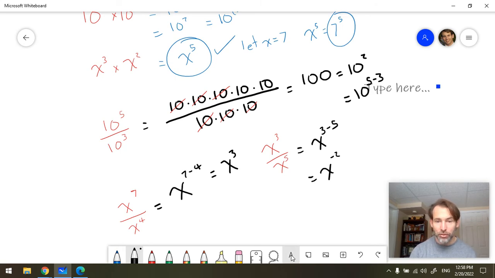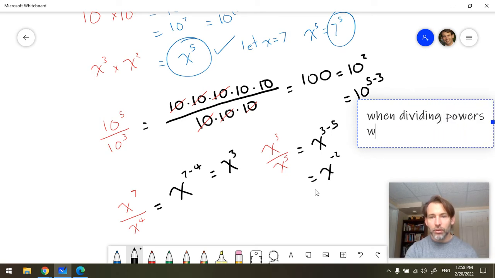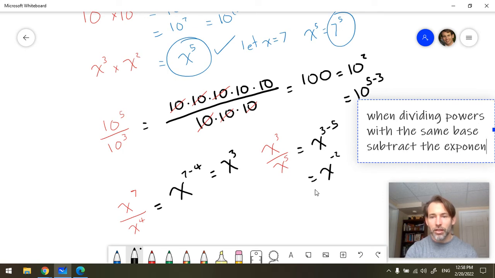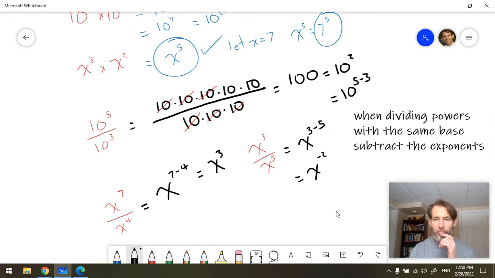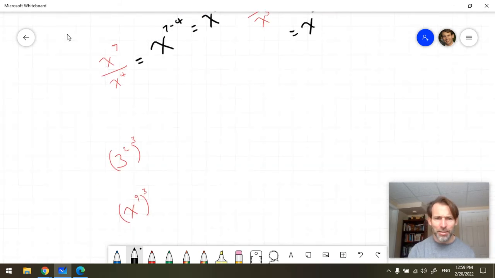But before we go on, let's write a little rule here. When dividing powers with the same base, subtract the exponents. There we go. Okay, cool. So now you want some of this in your cheat sheet, so put some of this in your cheat sheet, people.